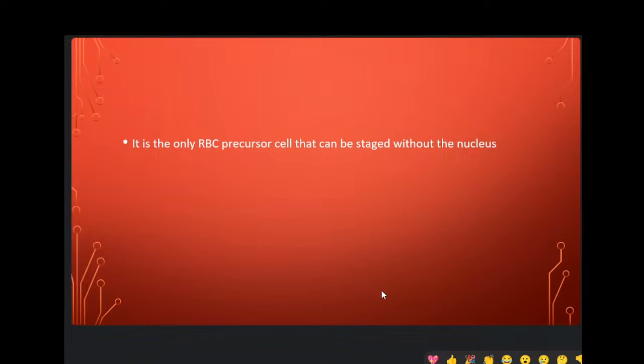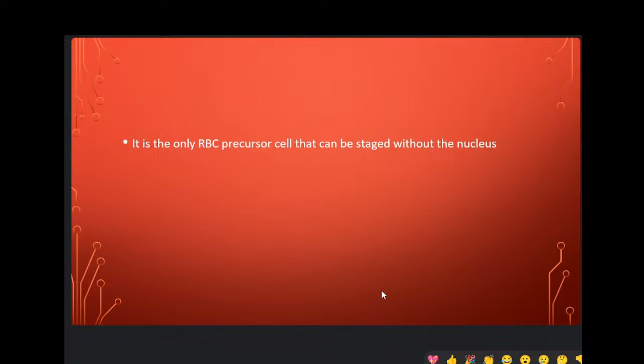'Di ba? It is the only, actually the answer to this question is how some questions in recall board exam questions are phrased. Ganyan na ganyan. It is the only RBC precursor cell that can be staged without a nucleus. Or without a nucleus. Ginaganon lang nila. Okay? Or they can change it to, it is the only RBC precursor that can be staged in the absence of a nucleus. Ganyan lang sila magtanungan. Ini-echoes lang yung mga students. Pag binago kasi yung line of questioning, naluluka na sila.